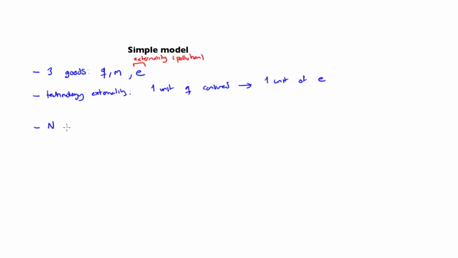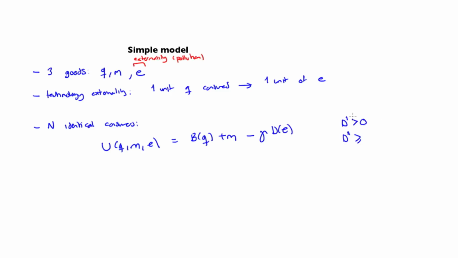Now we're going to assume that there are n identical consumers and that they have the following utility function, which now depends on Q, M, and E. Like before, it is a benefit function of Q, plus M, minus gamma D of E. And this D of E has the property that it is positive and potentially increasing at either constant rates or increasing rates. So in other words, if you have E, D will be like this or like this.